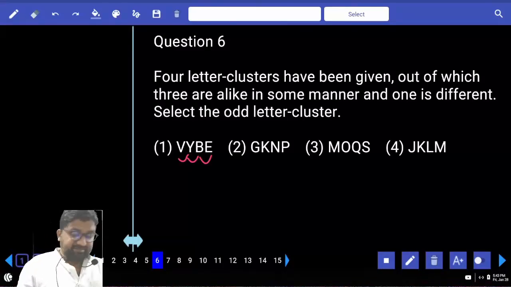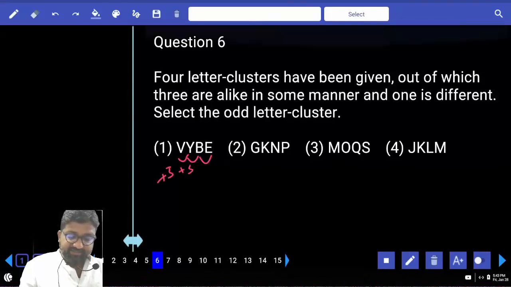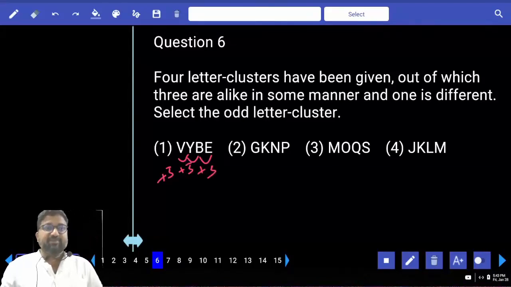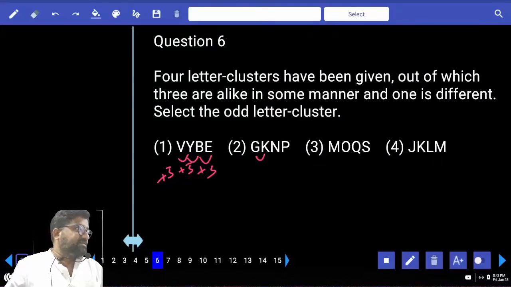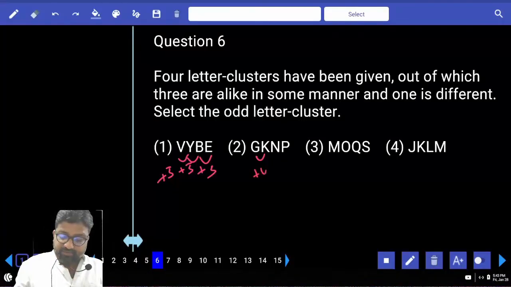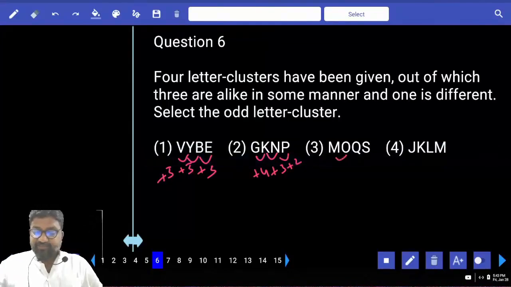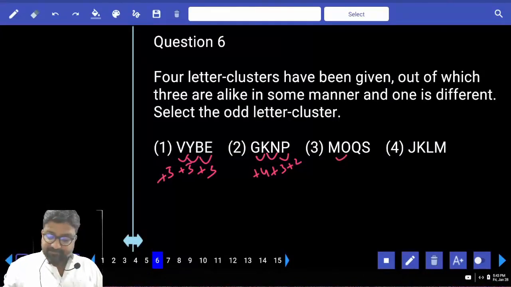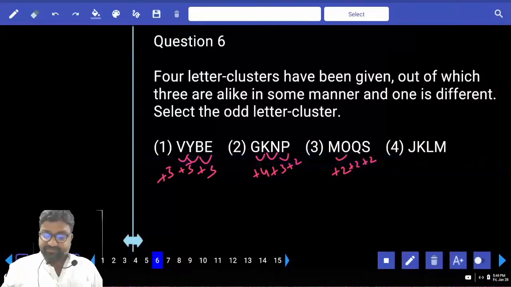22, 25, that is, tell me, plus 3. V is 22, right, tell me, plus 3. Y and B plus 3. B and E plus 3. Okay? G and K, 7, 11. G is how much? 7, 11, plus 4. 11, 14. Come on. 14, 16, plus 2. 13, 15 plus 2, 15, 17 plus 2, 17, 19 plus.